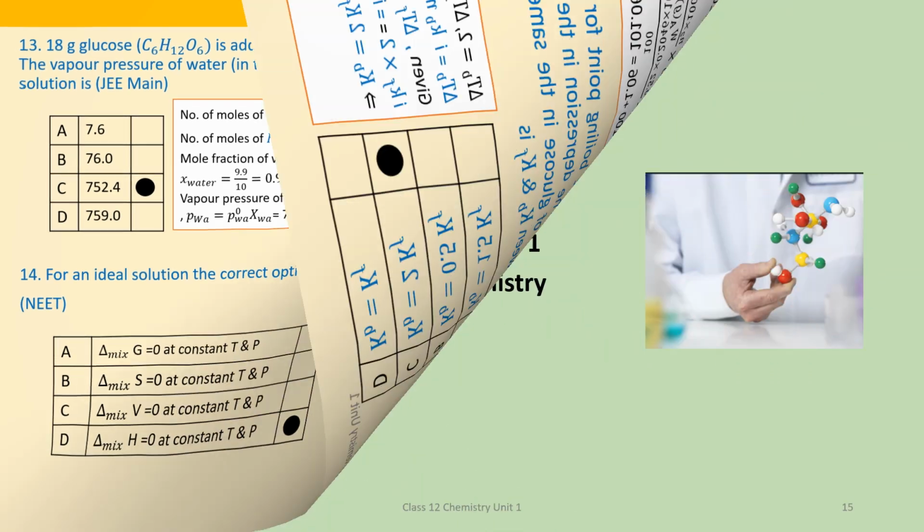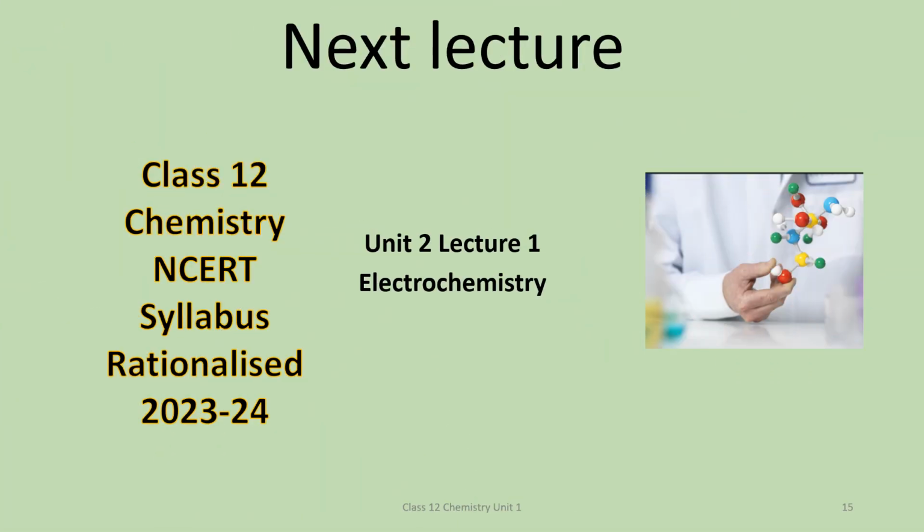With this, we come to the end of this session on abnormal molar masses, and we have completed our unit 1. The next chapter will be electrochemistry. Till then, goodbye.